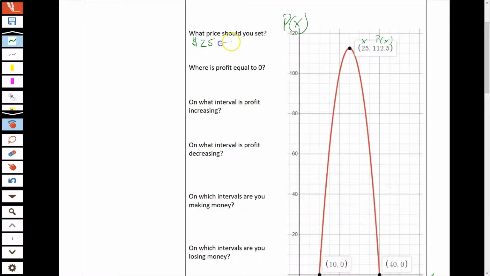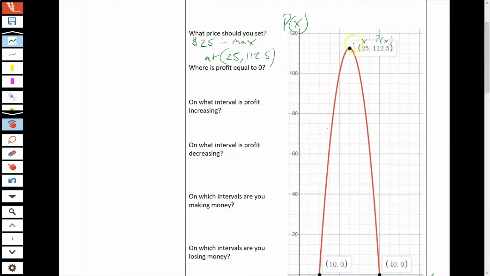And that's because it's a maximum. There's a maximum of this function at the point (25, 112.5). And what that means, right, is that when I set a price of $25, my profit is $112.50. Okay? Any other price that I pick is obviously lower than that based on the graph. For example, if I pick this point right here, my profit is only $60, and that's worse than $112.